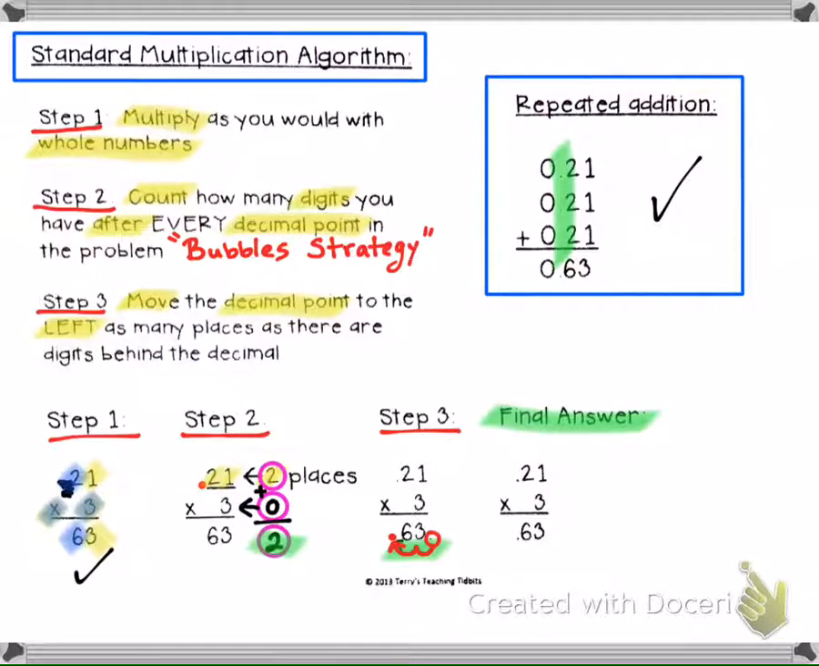So we're done with step 3, and to write the final answer, all we have to do is make sure that whenever we have the decimal in front of the 6, we use proper form by putting a 0 in front for the whole number place. If there is no whole number, we always put a 0 there. That's just good mathematical form. Okay? So that's it. So we're going to model, and then we're going to use the standard algorithm to check our problems.